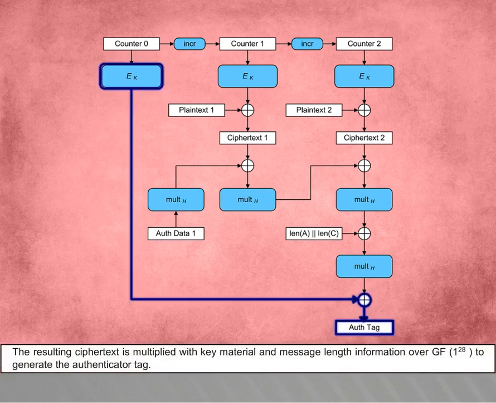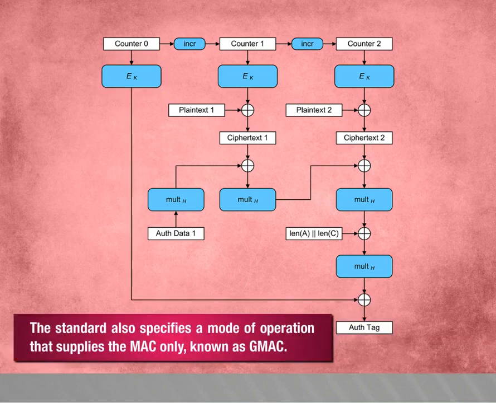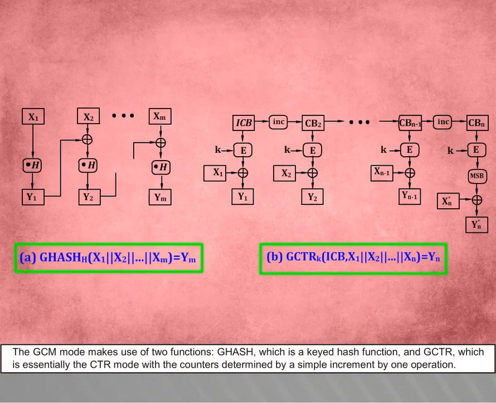The resulting ciphertext is multiplied with key material and message length information over GF(2^128) to generate the authenticator tag. The standard also specifies a mode of operation that supplies the MAC only, known as GMAC. The GCM mode makes use of two functions: GHASH, which is a keyed hash function, and GCTR, which is essentially the CTR mode with the counters determined by a simple increment by 1 operation.